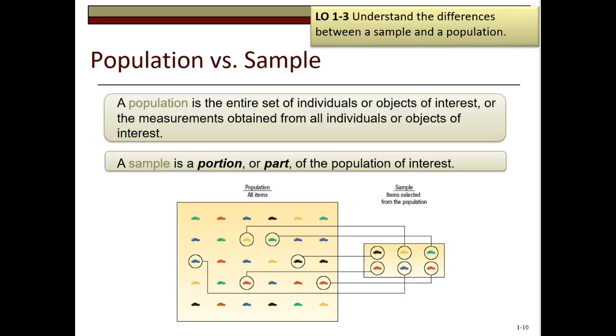We define population as the entire set of individuals or objects of interest, or the measurements obtained from all individuals or objects of interest. We denote a population size using the capital letter N. A sample, on the other hand, is a subset, part, or a portion of a population of interest. So we denote that with a lowercase n.